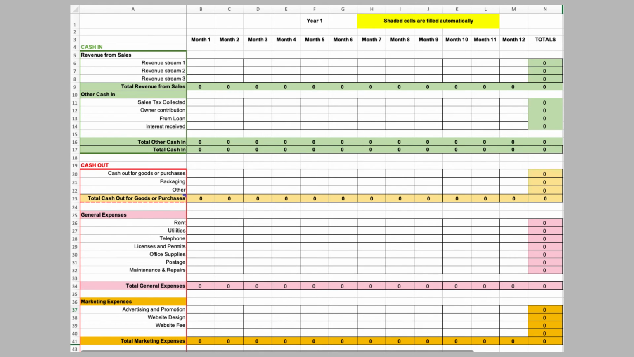It could be any number of different things, but these are the very common ones for business. And again, the total for those general expenses in any given month are added on the pink line there. Then we go into marketing expenses. This is any money you spend promoting your business. In this case, I've listed advertising and promotion, website design, and a monthly website fee. Again, when those expenses are incurred, those amounts are entered into the appropriate cell in the month. And a total for that is also found on line 41.